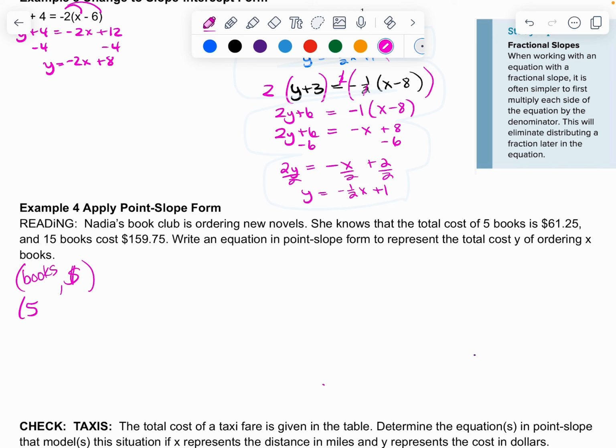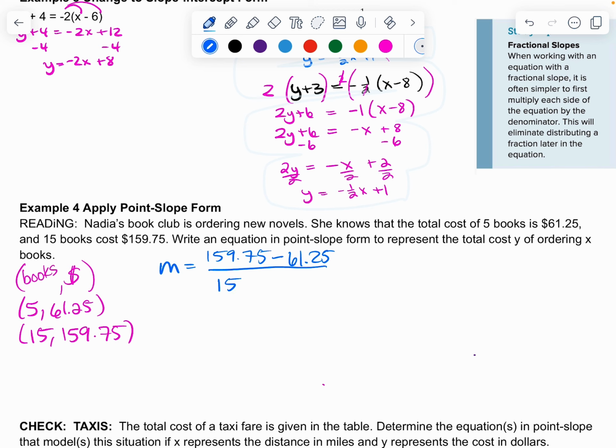Okay, so I'm going to look at the first one. The first one says 5, 61.25. The second one says 15, 159.75. So first things first, I need to find the slope. When I'm finding the slope, I take 159.75, and some of you are like, why did you pick that one first? Because it'll come out as a positive number.